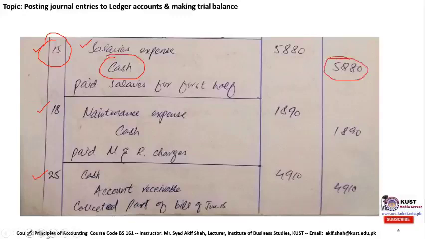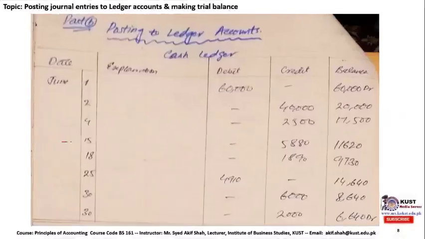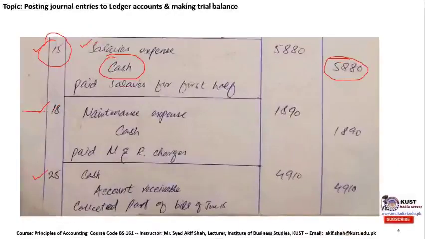So let's go into the ledger account and post the June 15 entry. Nothing in debit, 5,880 in credit, which we have to minus from the previous balance, and then write down the cash level in the company, which is now $11,620. Let's go back to find out the other cash related entries.